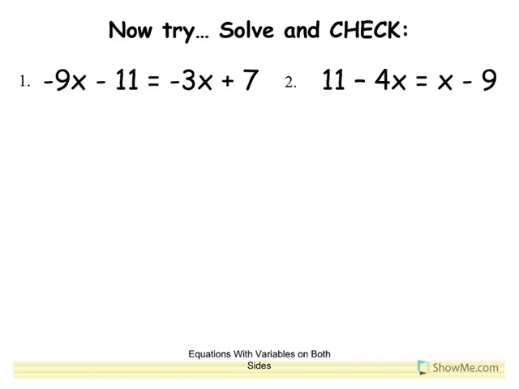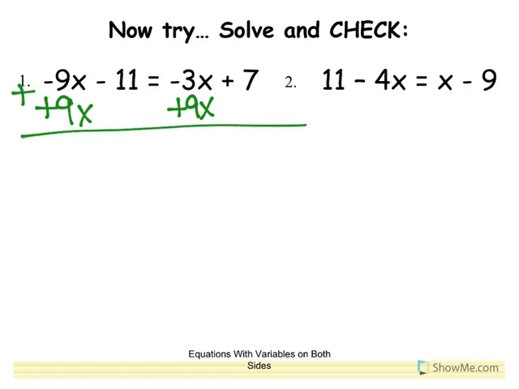So I'm going to take a look at number 1, and I have coefficients of negative 9 and negative 3. So I want to eliminate my smallest one. So if I want to eliminate negative 9x, I'm going to add its opposite on both sides. Negative 9x plus 9x, of course, is 0. Let's be careful, guys. I'm bringing down the negative 11.